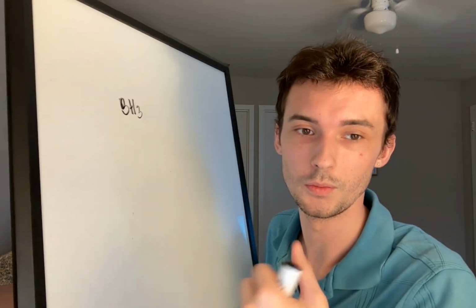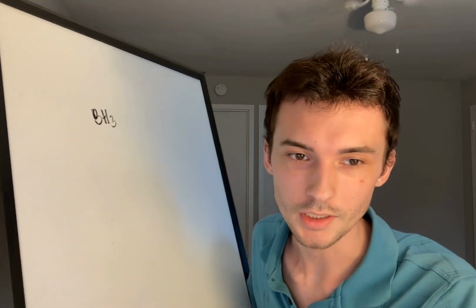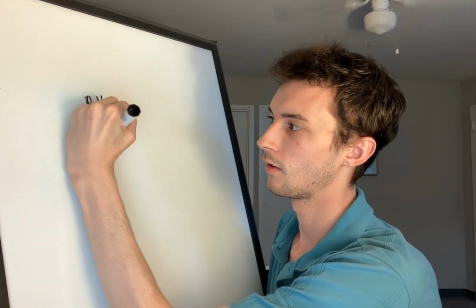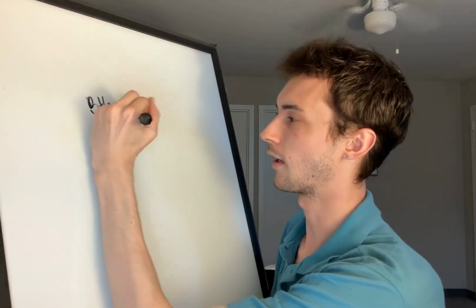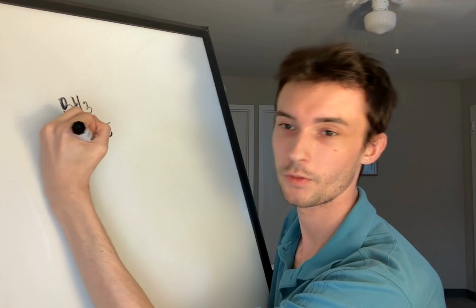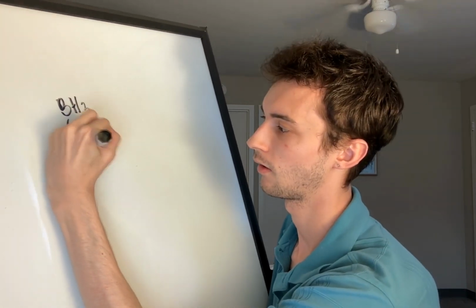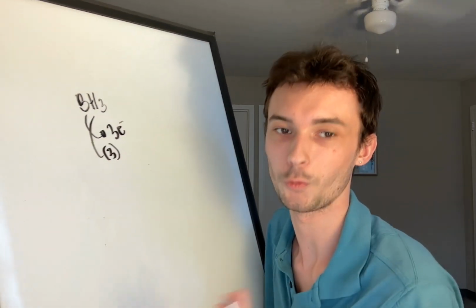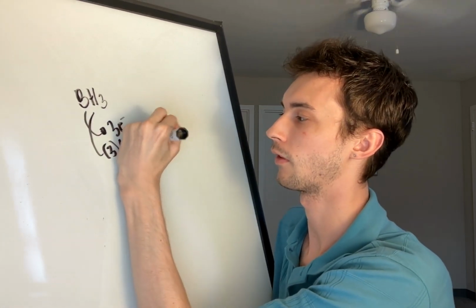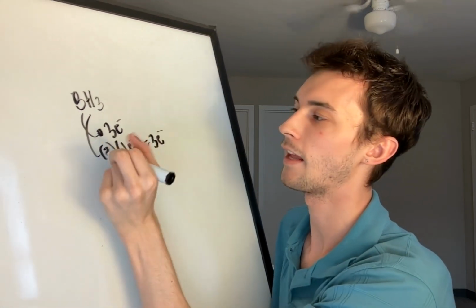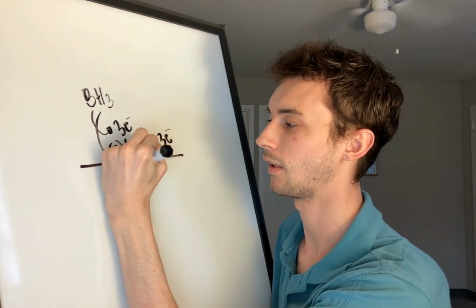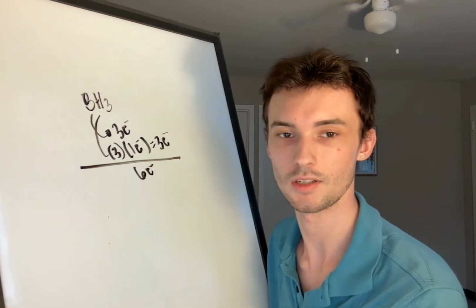Once again, you need to know how to do your Lewis structures. That's just, you have to know. So boron has 3 valence electrons, okay? Hydrogen, we have 3 of them, okay? And each hydrogen has 1 valence electron, okay? So we need to account for 3 valence electrons for the hydrogen and 3 valence electrons for the boron. So with a total of 6 valence electrons in our Lewis structure.